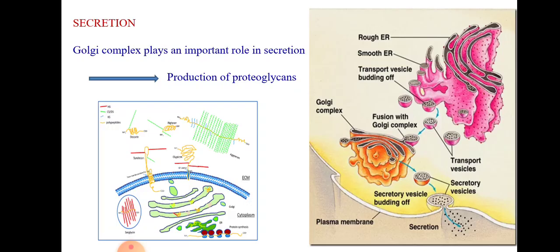And secretions: the Golgi complex plays an important role in secretion. This is the secretion we have seen. In the endoplasmic reticulum we will have vesicles. From the vesicles, it is attached to the Golgi apparatus, and the Golgi apparatus produces secretory vesicles to secrete some proteins as well as the secretory proteins.